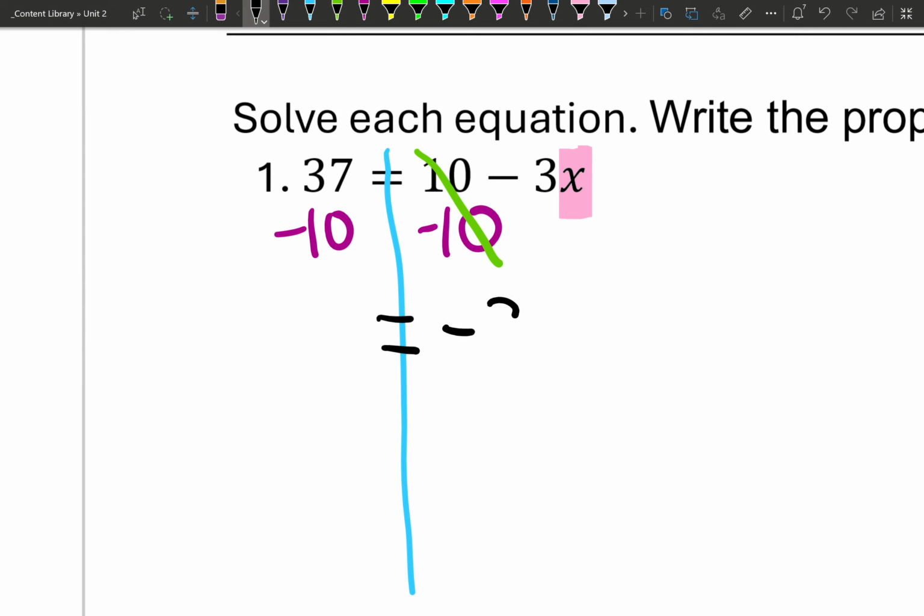On the right side, we have a -3x remaining. Be careful and make sure that negative comes along. It's very easy to lose the negative along the way. On the left side, 37 minus 10 is 27.